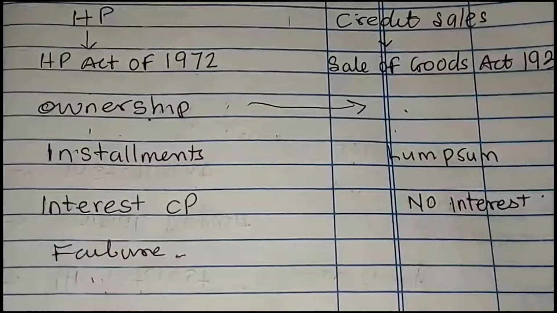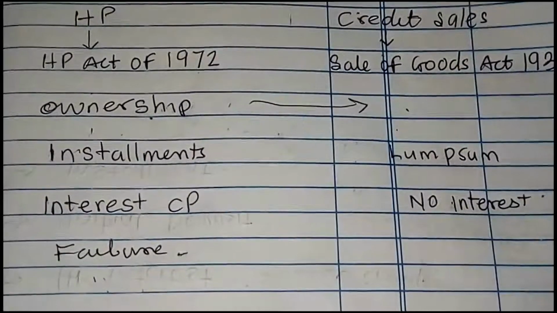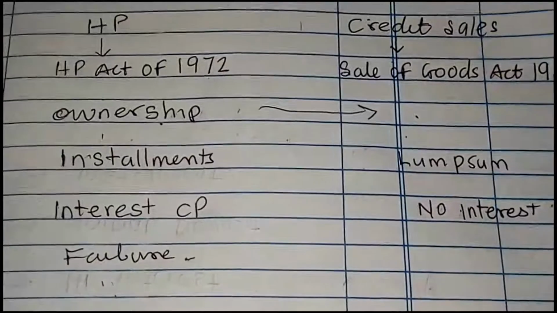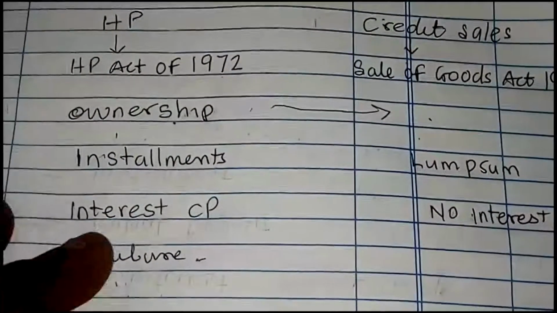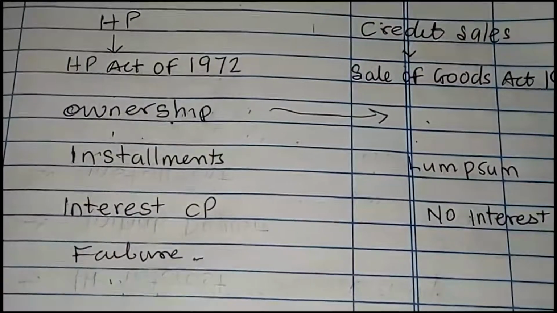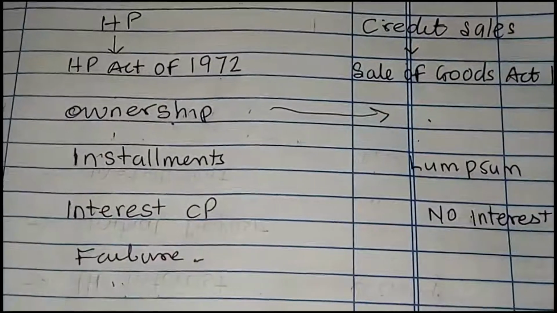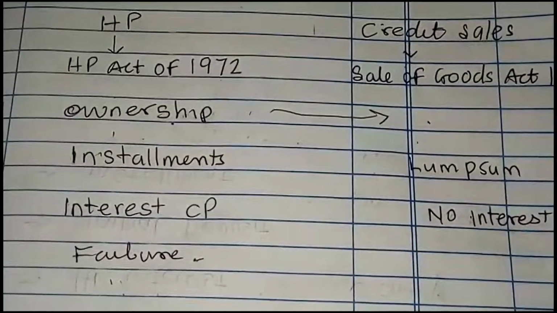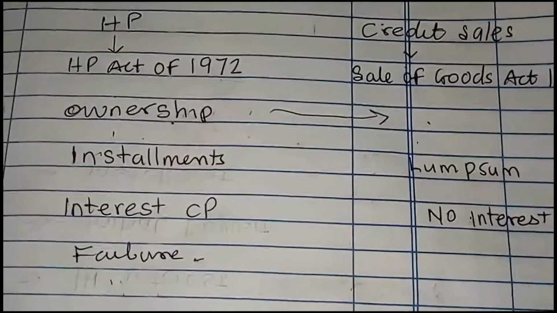All right. So I want you to give me the difference to re-explain. Just write the difference, replay the video again. Write the difference between hire purchase and credit sales, okay? And submit on the Prodigy.